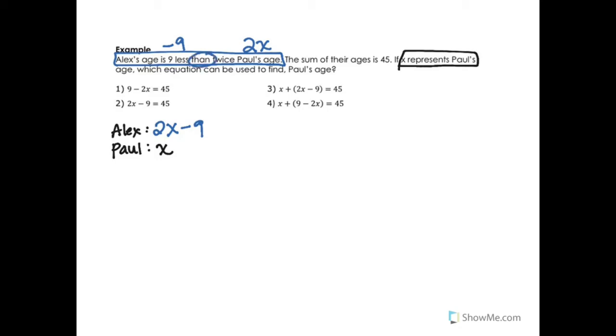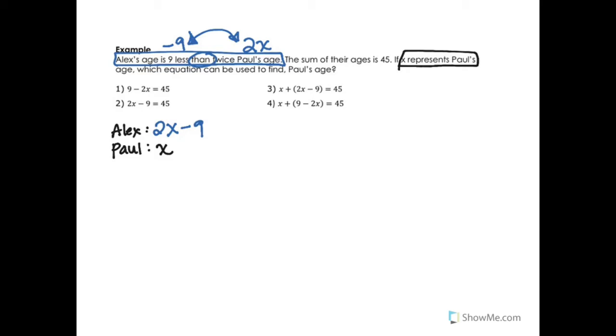Remember this then: "less than twice of Paul's age" tells you to switch the order in which these two things come. So we have 2x minus 9. So we figure out Paul's age is x, which was given to us in the problem. Then we figure out that Alex's age is 2x minus 9 because it's 9 less than twice of Paul's age. And now we have to look for another piece of information to help us out.